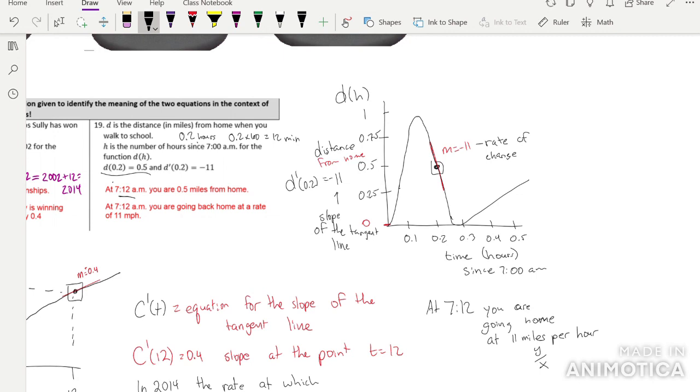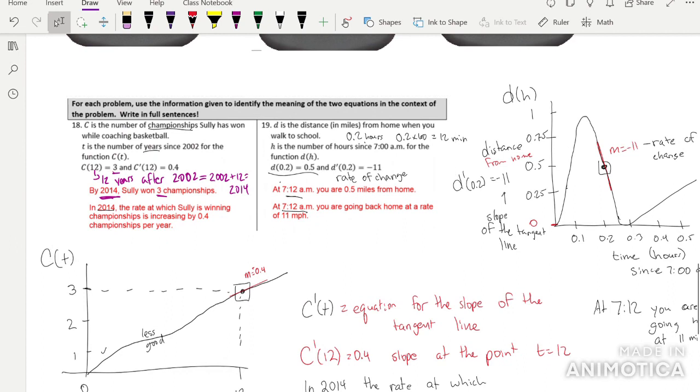So the main part here is that your derivative is a rate of change. The important thing is what time or what point it is happening at. So you need to include this 7:12 a.m. So what time or what year. So here it was in 2014. And in your regular function case, that's referring to what the number is. You're half a mile from home, you've won this many championships, you are whatever that y value is. For the derivative, it is how fast that y value is changing.